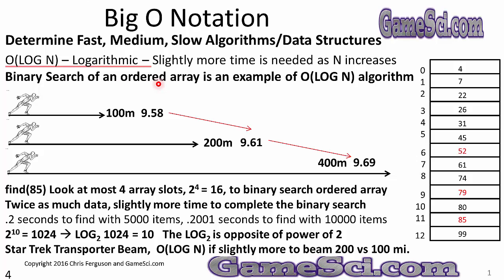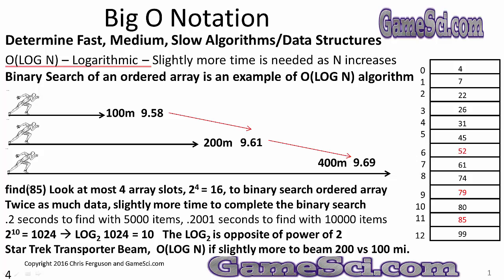Binary search of an ordered array is an example of an order of log n algorithm. If you compare it to our sprint times, if it takes 9.58 seconds to go 100 meters, it'll take slightly longer to go 200 meters, let's say 9.61. And it'll take slightly longer to go 400 meters, let's say 9.69. You can see that the times are increasing because the distance is increasing, but it's increasing very slowly. That's what a logarithmic algorithm does. As my data set gets bigger, it takes longer to do it, but it only takes slightly longer.